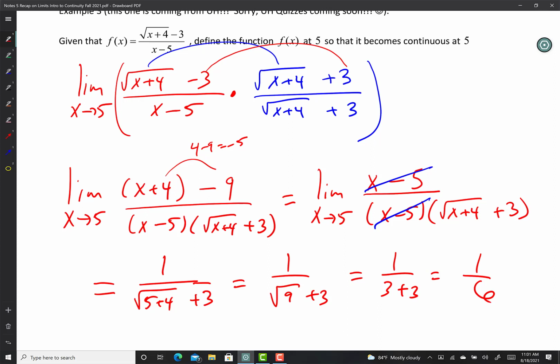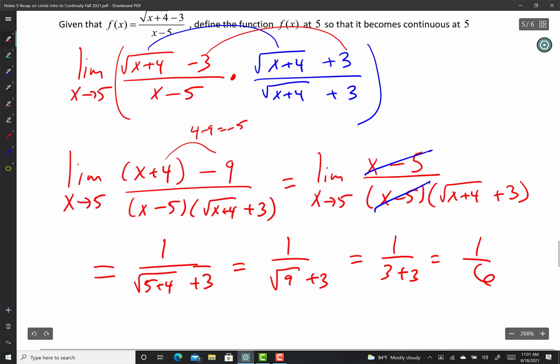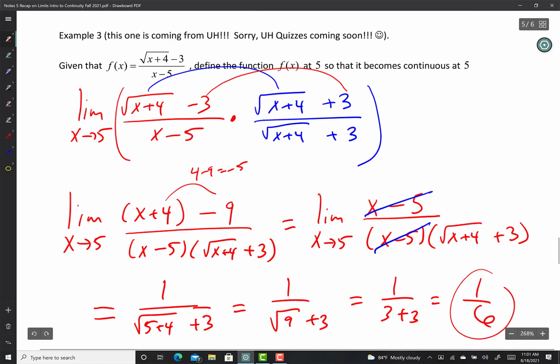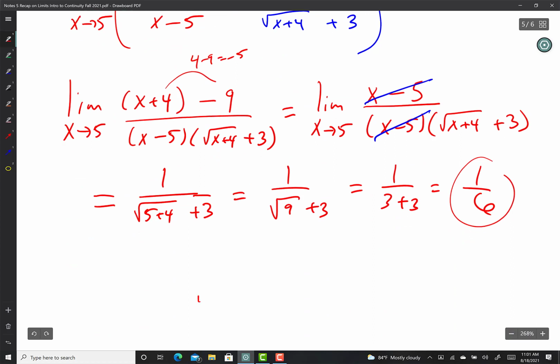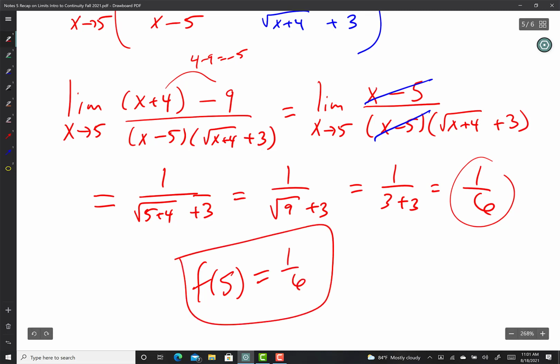Okay. All right, last thing, guys. This is my answer, but you got to tell it. So look what it says. It says, define the function f of x at 5 so that it becomes continuous at 5. So all you got to do is do this. F of 5 must equal what? Yeah, there it is. If you make f of 5 equal to 1/6, you are continuous.